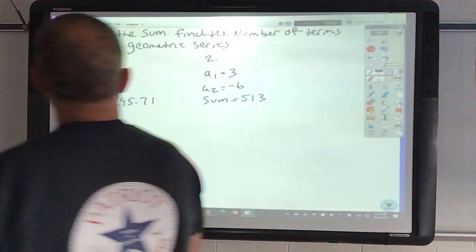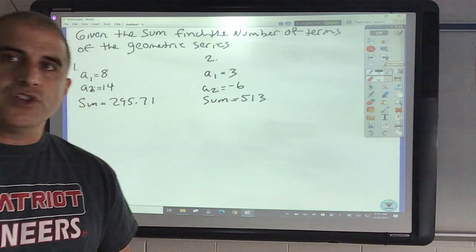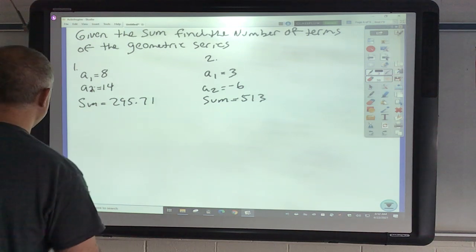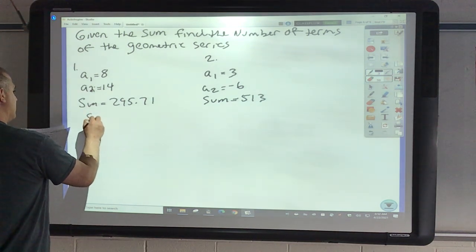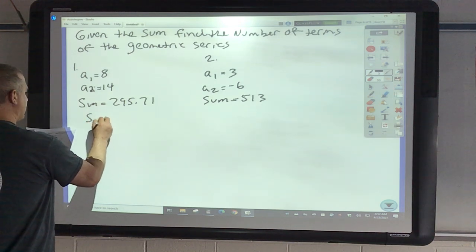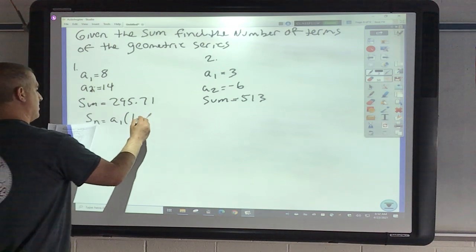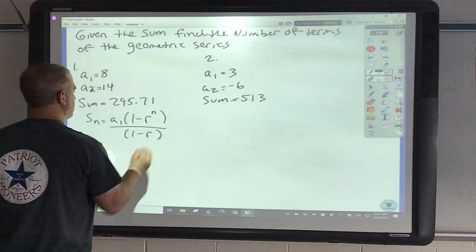All right, given the sum, find the number of terms of the geometric series. Okay, so what they're giving us is the sum. We sort of did these last time, when they give us the last term, now they're giving us the sum, okay? So, what you have to do is look at your sum formula. And that sum formula basically says this: A1 times 1 minus r to the n over 1 minus r, okay?